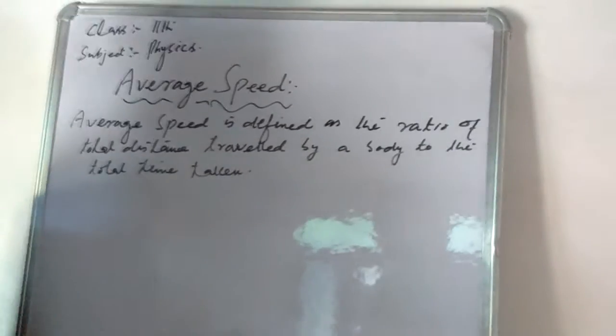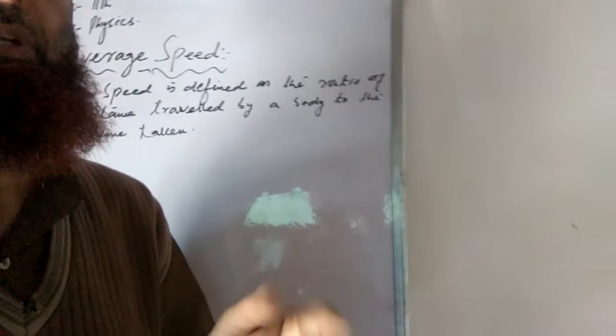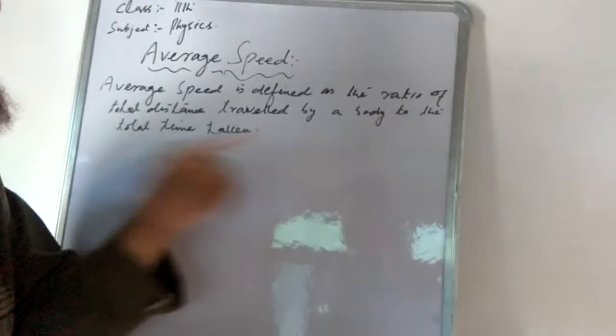Average speed is very important. Why? Because when a body is moving at a variable speed, we can calculate its average speed. Average speed is defined as the ratio of the total distance traveled by a body to the total time taken. That means the total distance traveled divided by the total time taken is defined as the average speed of the body.